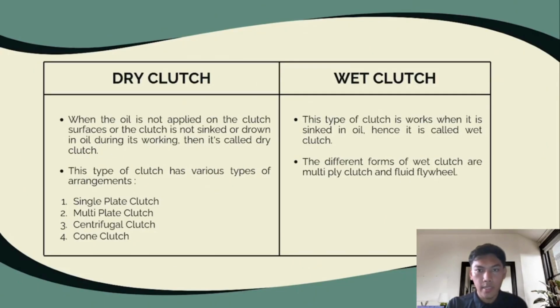And wet clutch, the definition is that it works when it is sitting in oil. Hence it is called wet clutch. And the types of wet clutch are divided into two: multi-plate clutch and flyweight.